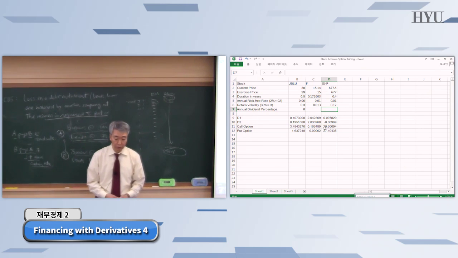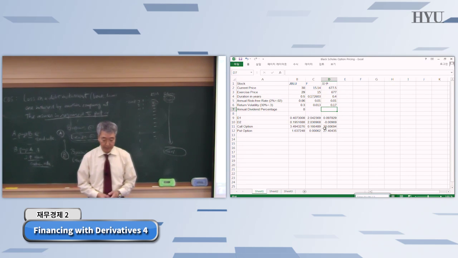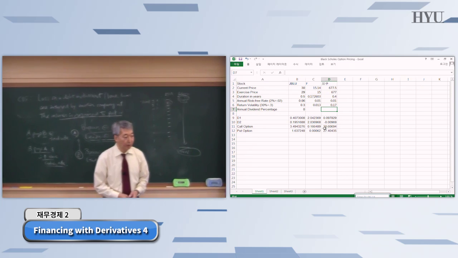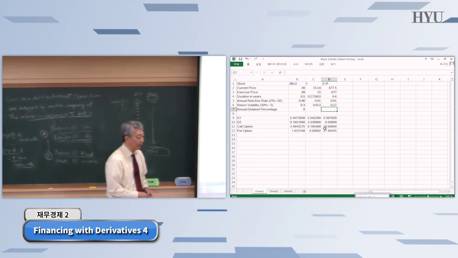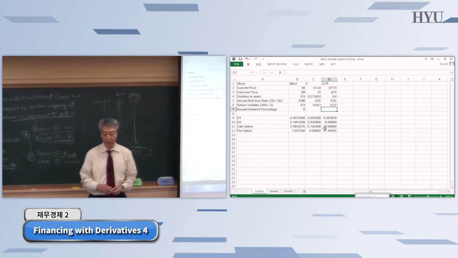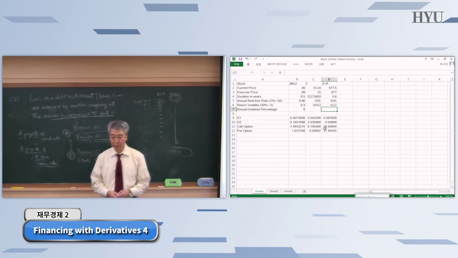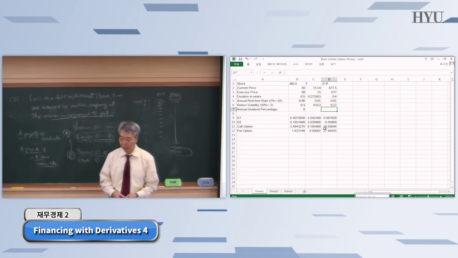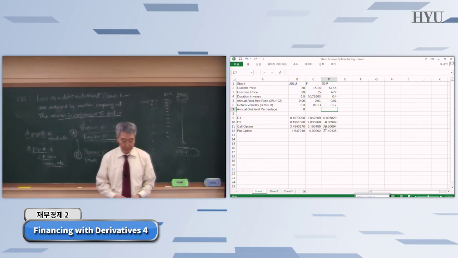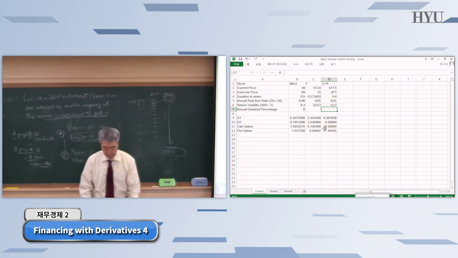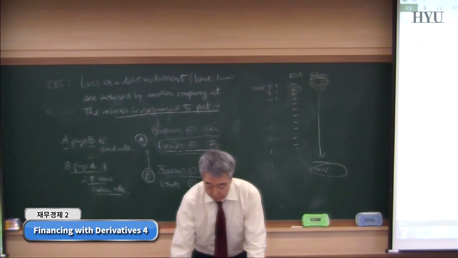So you can use this Excel template, or actually there are a few internet sites where you can calculate the Black-Scholes option value, quite similar to this one. You just provide these numbers and it calculates the option value. Okay, so any question? All right, let me know if you have any question.